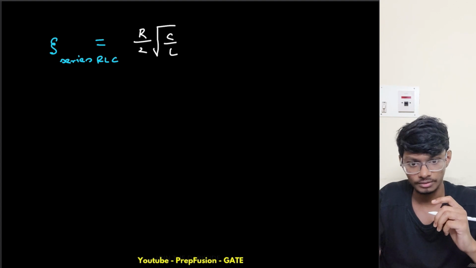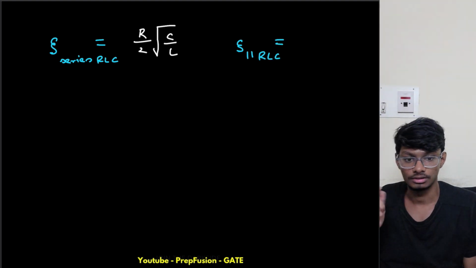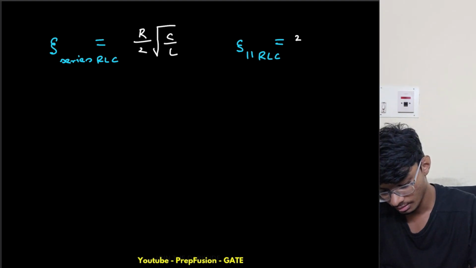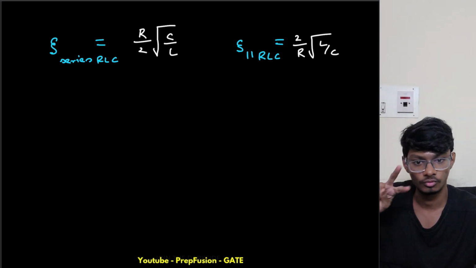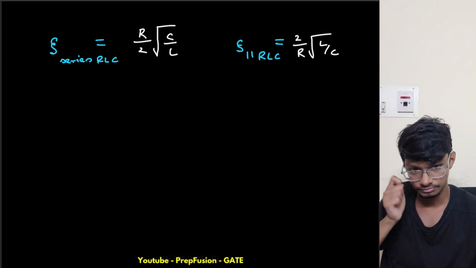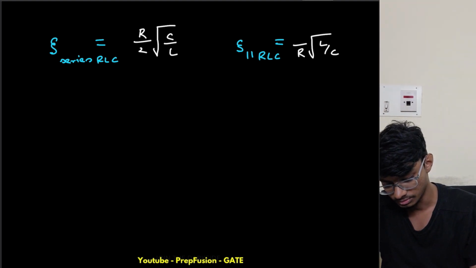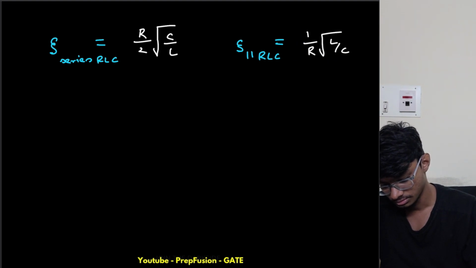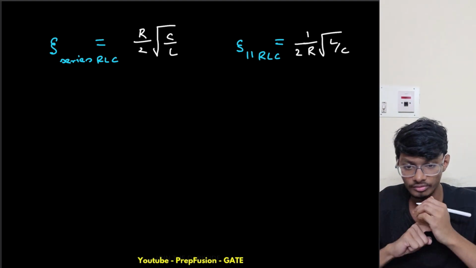So this was one formula. Now what was the zeta for my parallel RLC? It was basically the opposite, right? It was basically 2 by R under root L by C. If you know one of the zetas, then you will be able to know the other. Okay, sorry, one thing I wrote wrong: zeta parallel is basically 1 by 2R under root L by C. So this will be for my parallel zeta.